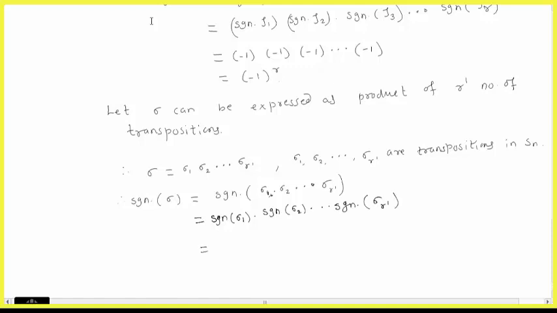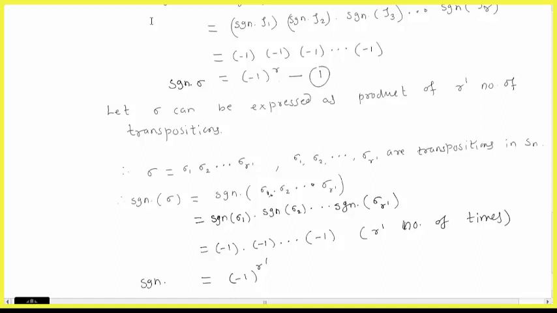So what is the sign of sigma? Sigma 1 is a transposition, sigma 2 is a transposition. So sign of sigma 1 is minus 1, into minus 1 and so on into minus 1. How many minus 1s are there? This is r dash number of times. So this is equal to minus 1 raised to r dash. See here, this is again the sign of sigma; call this as 1, and the earlier one we call as 2.